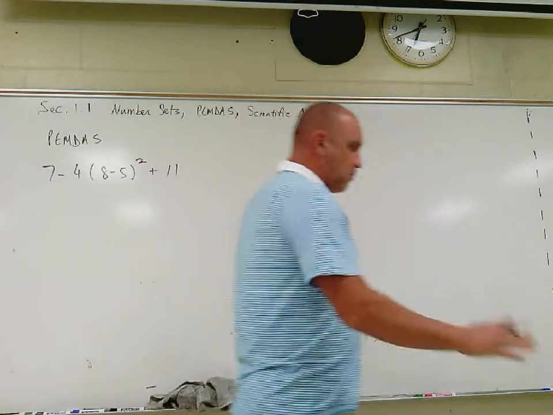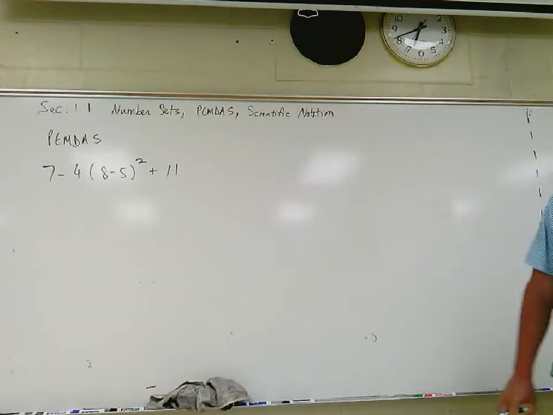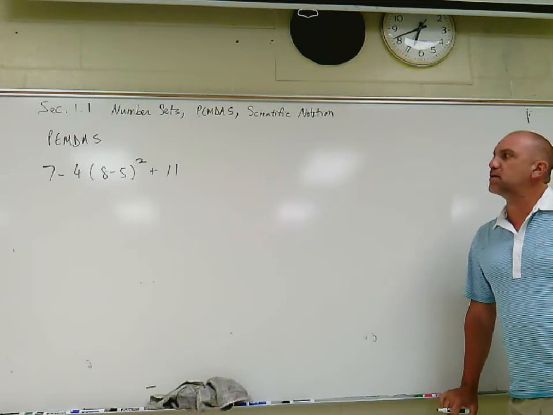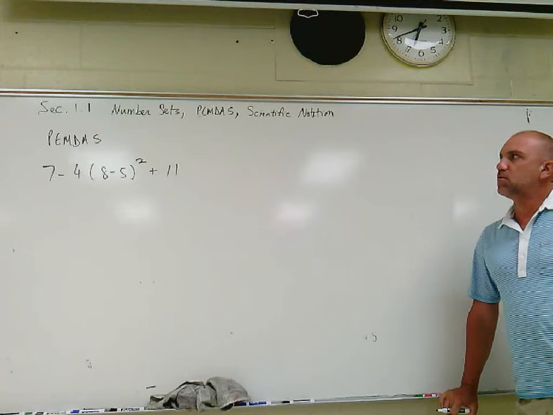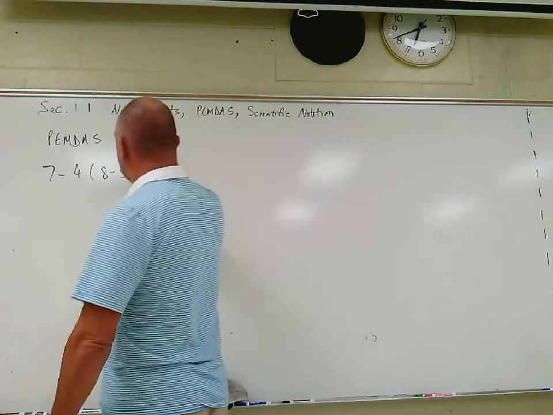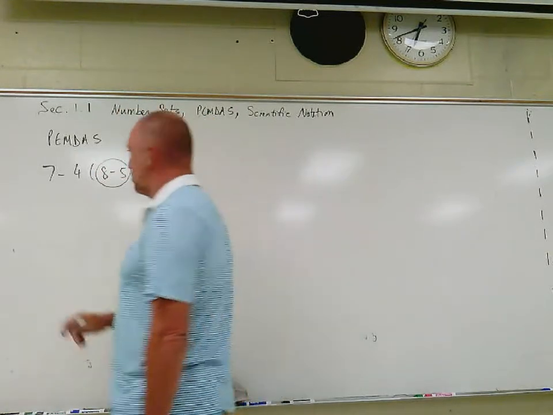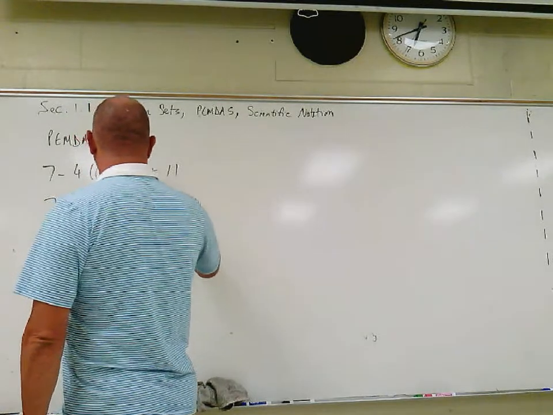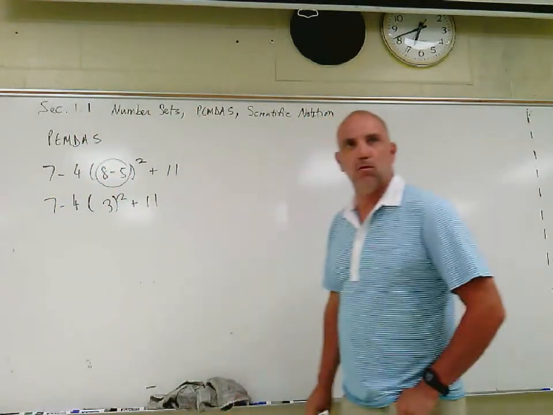So I'm not going to write them all out. I think you know what each letter stands for. What does the P stand for? Parentheses. So if we're trying to work that expression out, the first place we go is inside the parentheses and we work that first. So the first thing we should do is do 8 minus 5. Well, what do you get when you do 8 minus 5? 3. All right. What's the next thing you should do?